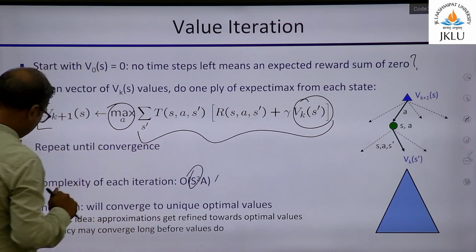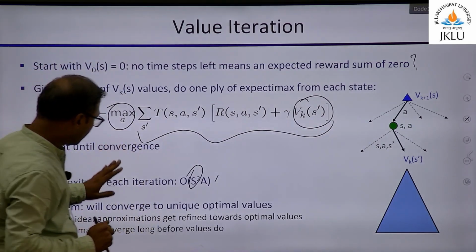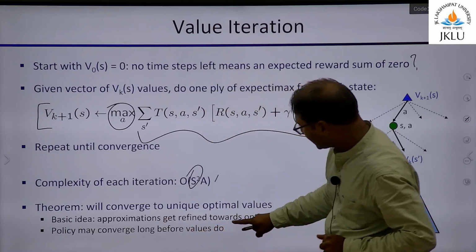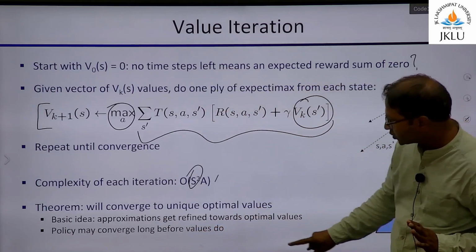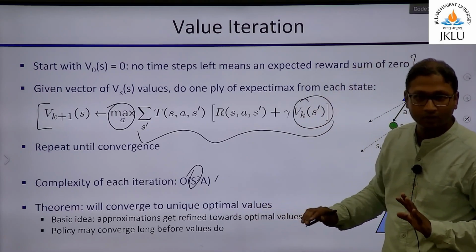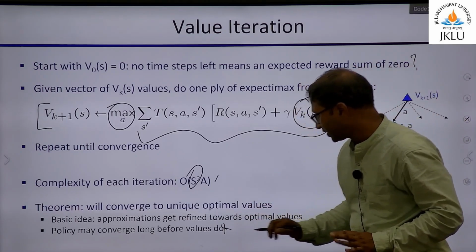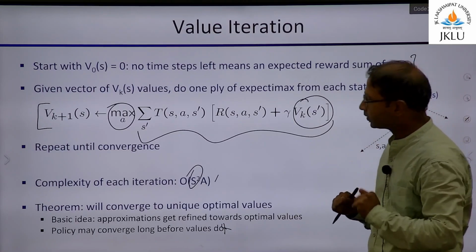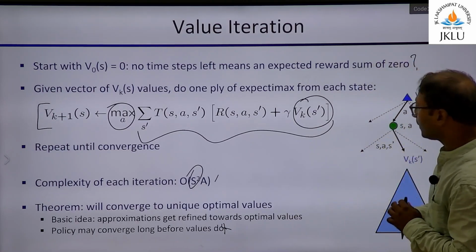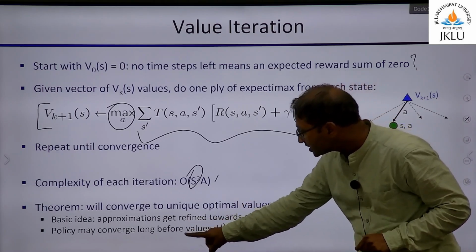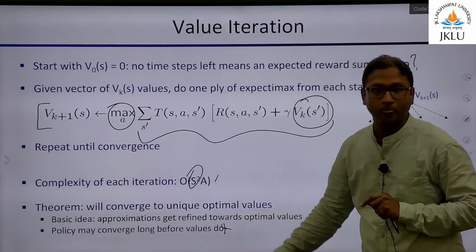Now, it will converge to unique optimal values. Approximations get refined towards optimal values. Policy may converge long before values do, but we don't read that right now. When we talk about policies, we'll talk about that. By the way, just a second, policy may converge long before values do.